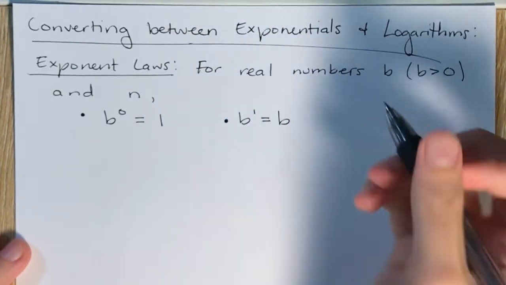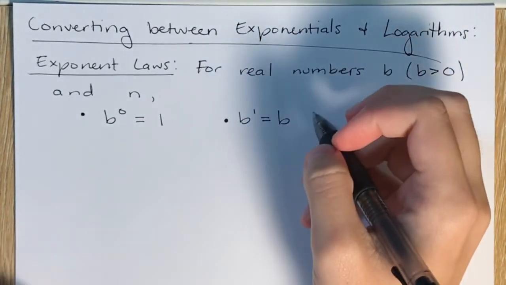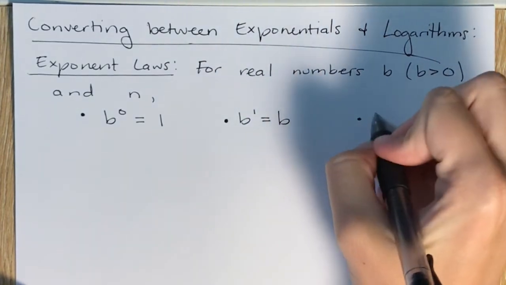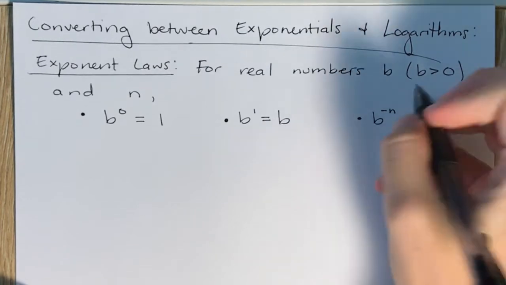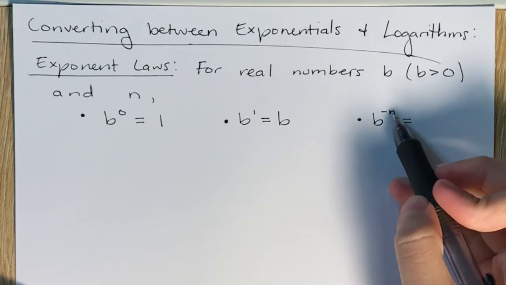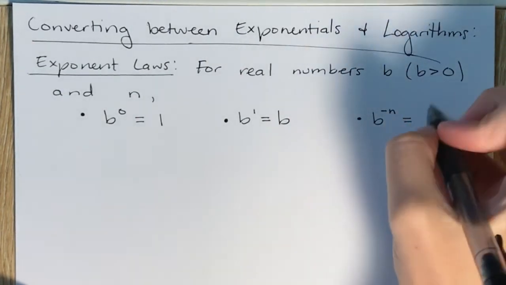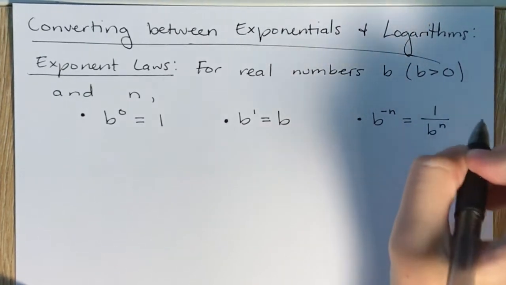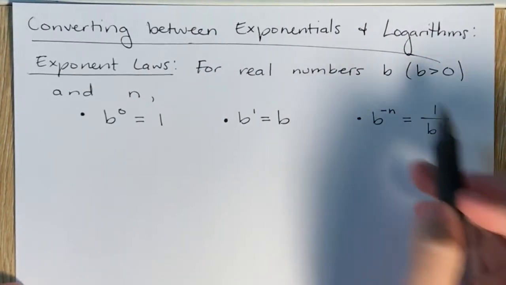Hopefully this is something we remember. I think we've had to use this fact a couple of times already. It's just nice to have it written down. And last but not least, this one may be a little bit less familiar, b to the negative n. That means that we are raising b to the power of n, but since it's negated, we need to take the reciprocal. So that means we're looking at 1 over b to the n. That's what happens when we have a negative exponent.